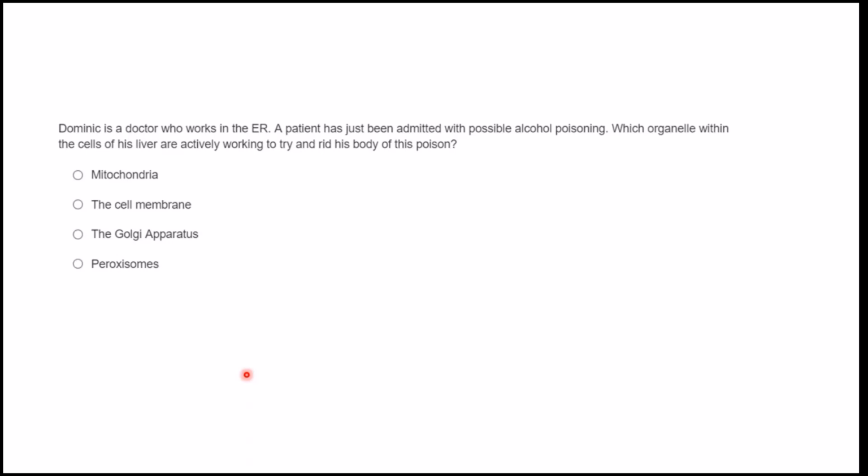We have different options now. In 3, 2, 1, is it the Golgi apparatus? So it's peroxisomes.